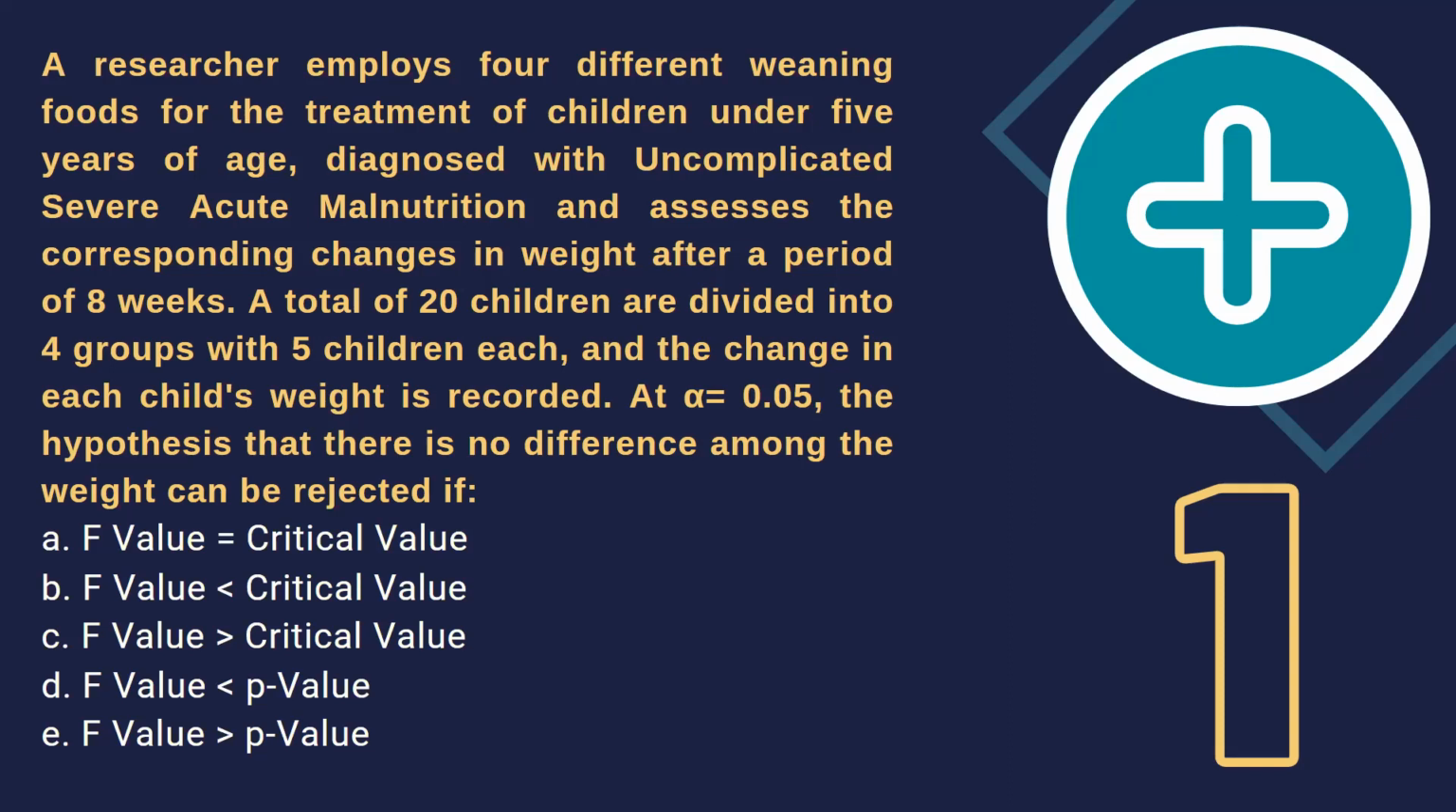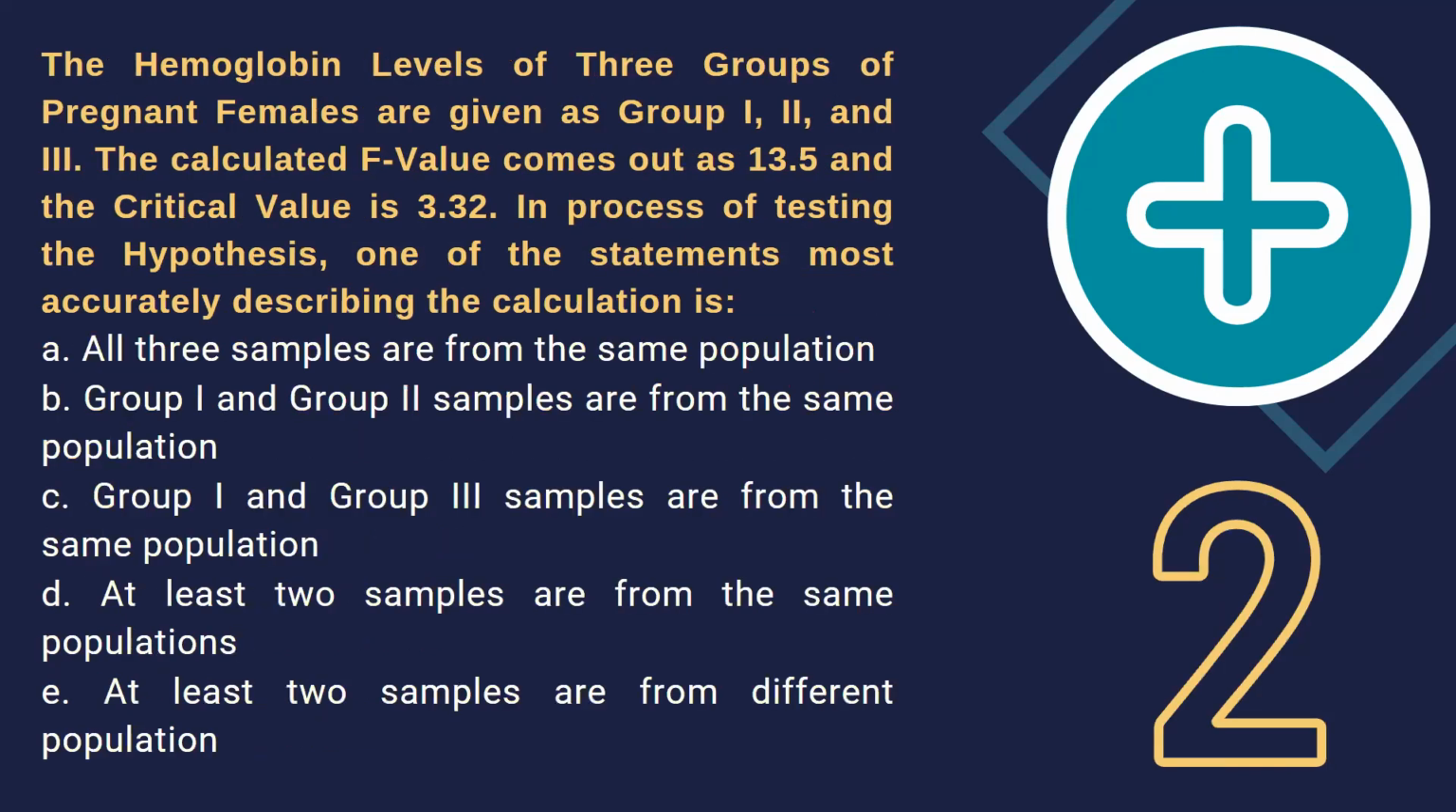Yes, the answer is C. The hemoglobin levels of 3 groups of pregnant females are given as group 1, group 2, and group 3. The calculated F value comes out as 13.5 and the critical value is 3.32. In the process of testing the hypothesis, which statement most accurately describes the calculation? A, all 3 samples are from the same population.